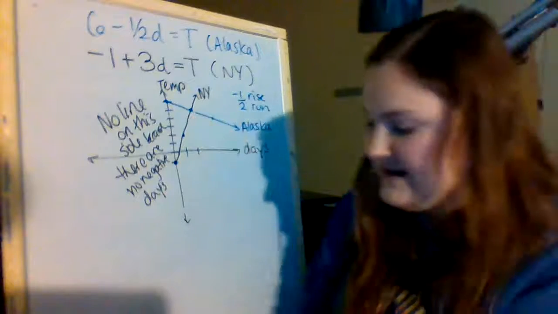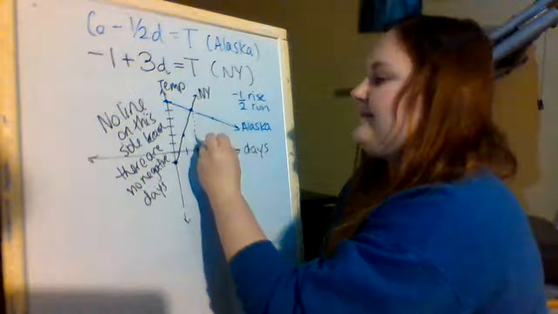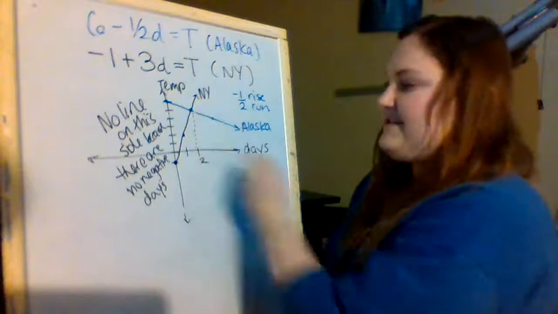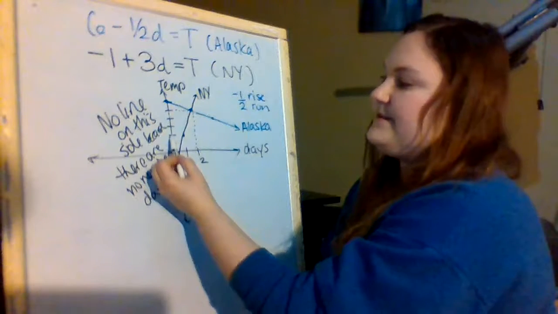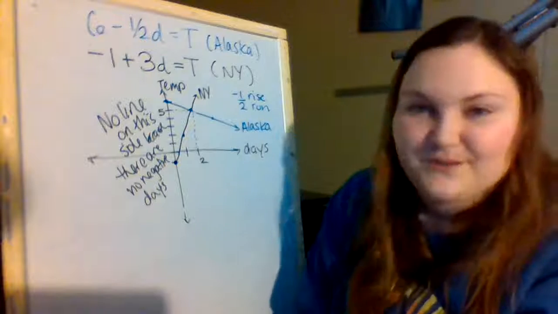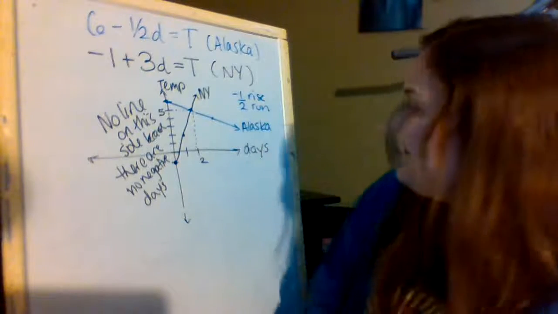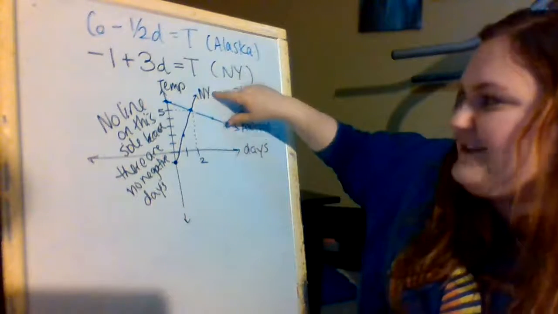Well, this point right here, what is that point saying? It's saying on day 2, the temperature was 5 degrees. On day 2, the temperature was 5 degrees where? Well, the temperature was 5 degrees in both Alaska and New York.